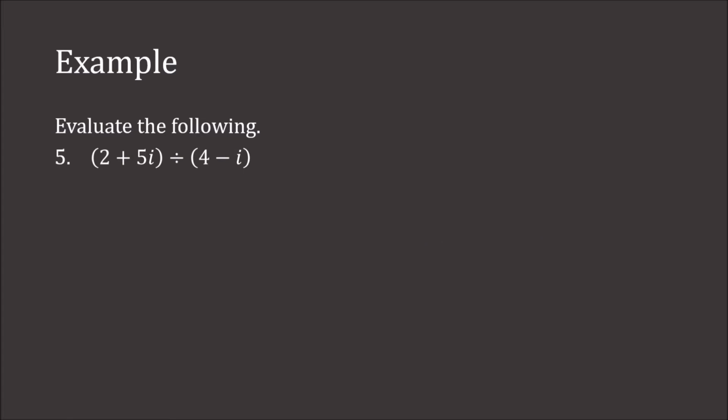So next, we'll divide two complex numbers. So first, we write this as a fraction, so it'll be 2 plus 5i over 4 minus i. And now what we do is we multiply numerator and denominator by the conjugate of 4 minus i.